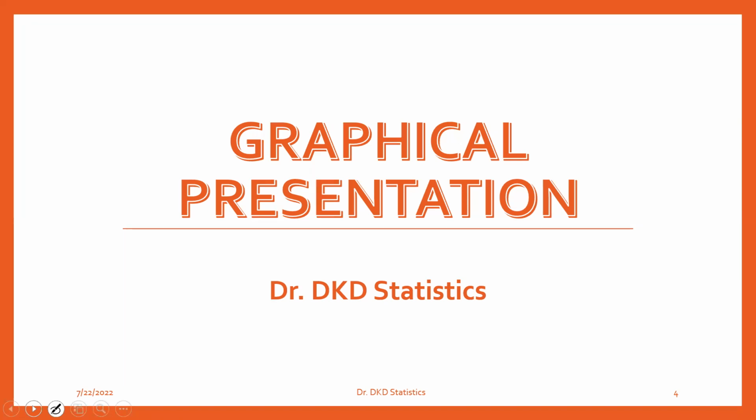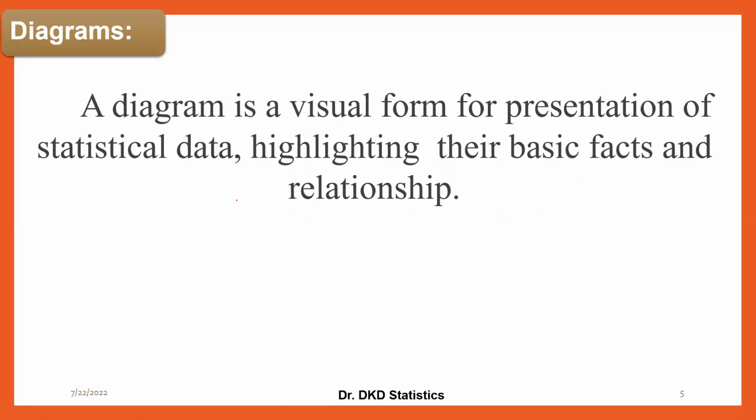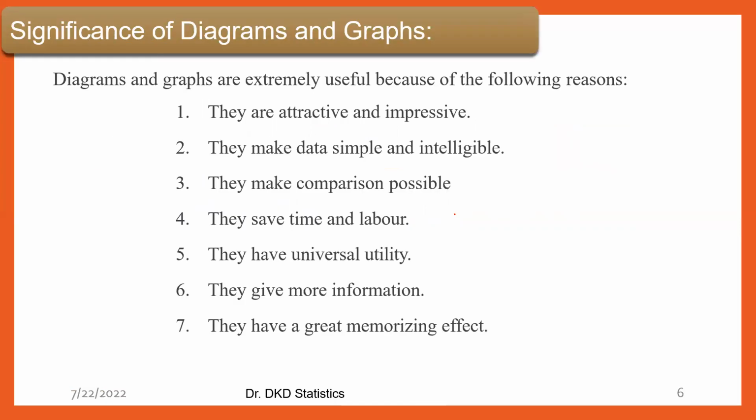graphics or diagrams, we need to understand. So first we'll define what a diagram is. A diagram is a visual form of presentation of statistical data, highlighting their basic facts and relationships. This is the basic meaning of diagram. Now we'll discuss point-wise.